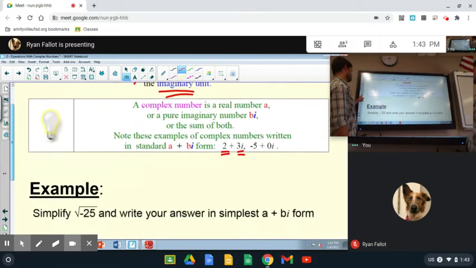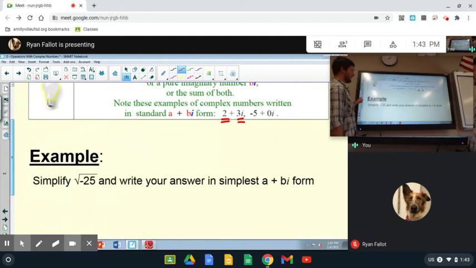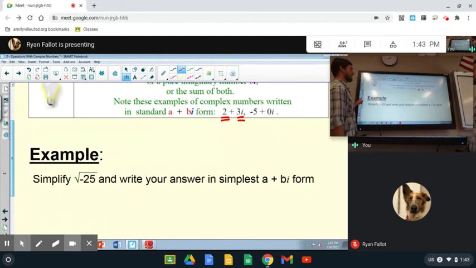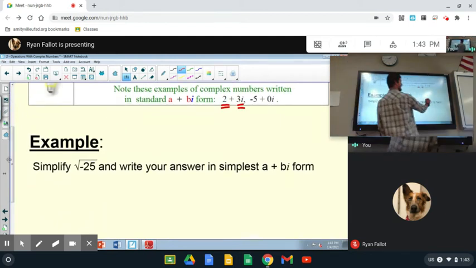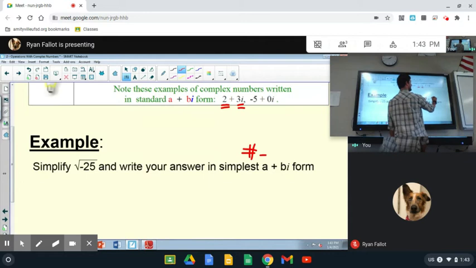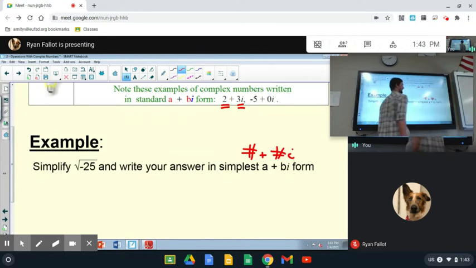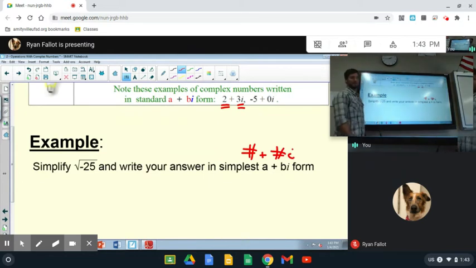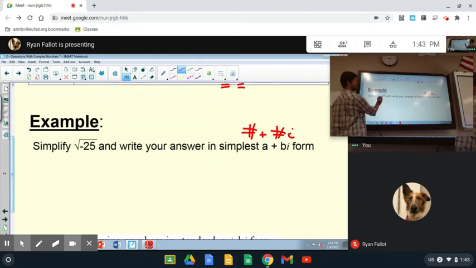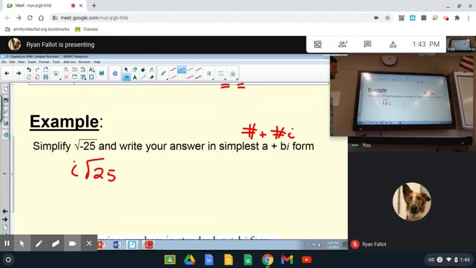So, simplify radical negative 25 and write your answer in simplest a plus bi form. This is a number plus a number with the letter I. If there's no number, a great substitute for no number is the number 0. Simplify this. So we've gone over this. See a negative inside a radical. Make your life easy. Stop there, you're going to lose a point. Well, on this question, you lose 2 points. You need to simplify radical 25.